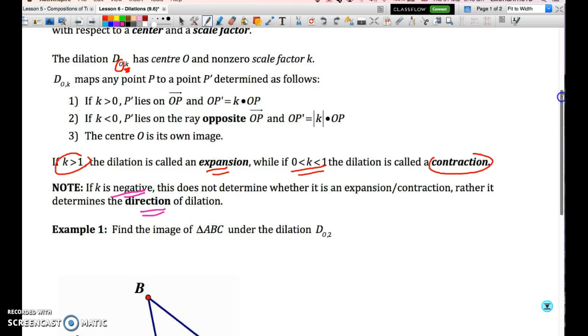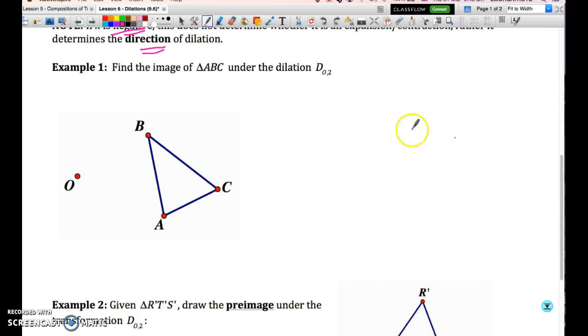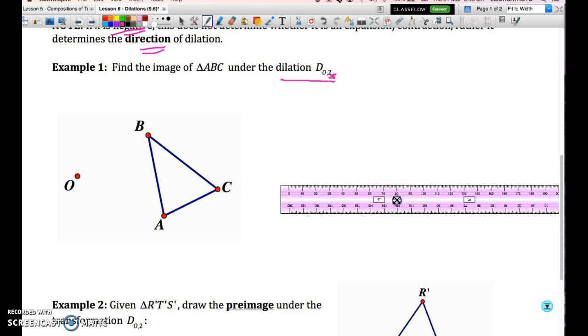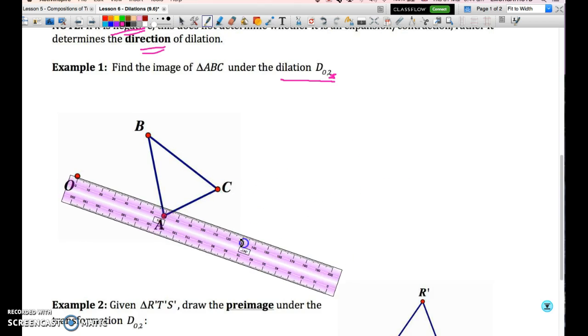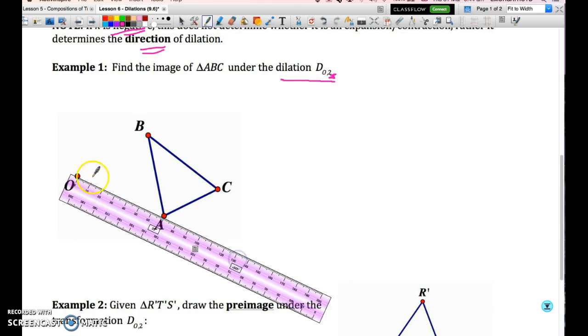Okay, and so let me show you what I mean by that. So we're going to come down to example number 1. We've been asked to find the image of triangle ABC under the dilation centered at O with a scale factor of 2. So I'm going to get my ruler. I'm going to put it on the center of dilation, and I'm going to measure the distance from O to A. Here you can see that it is 7 centimeters, and what I'm going to do is go twice as far away from O. And so this is an expansion because the scale factor is larger than 1.